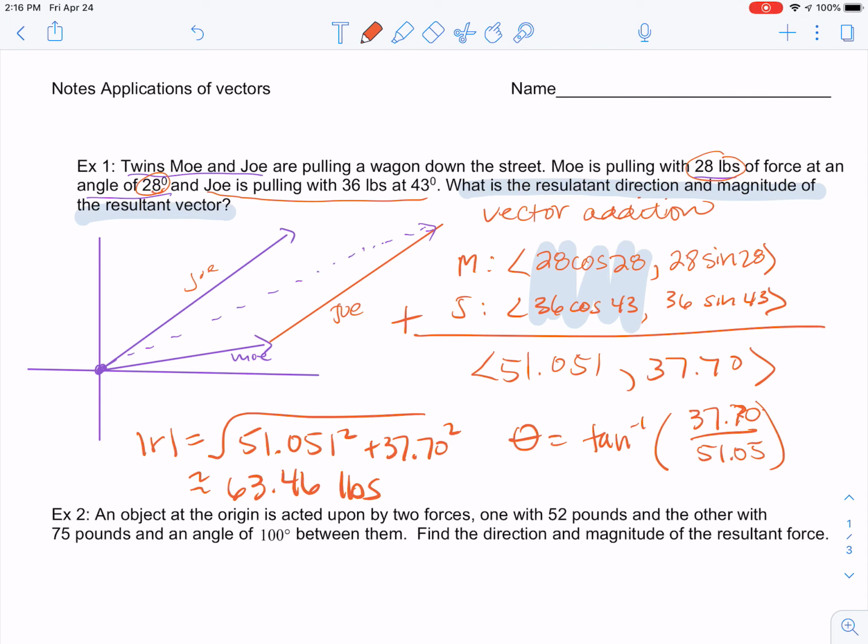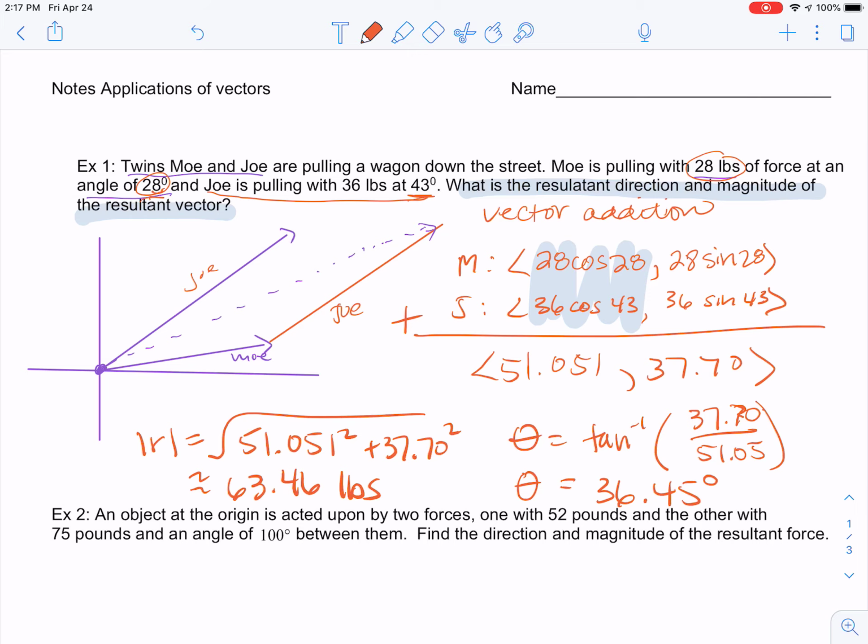37.7 over 51.05. Okay. And so we get theta is 36.45 degrees. And again, that makes sense. That's a little bit between them. A lot closer to Joe because he was pulling at 43. Well, it's kind of in between them. It's between 43 and 28.